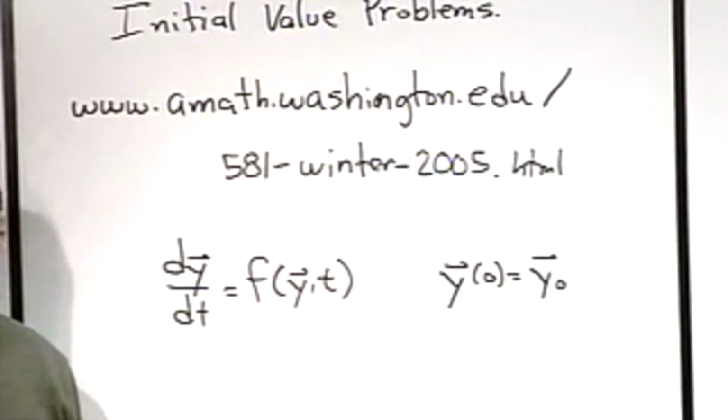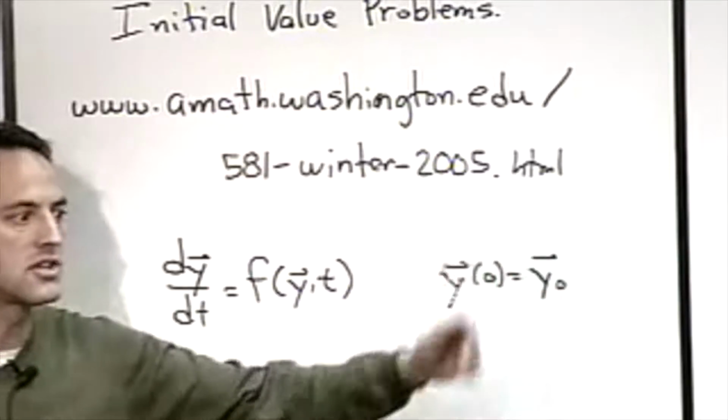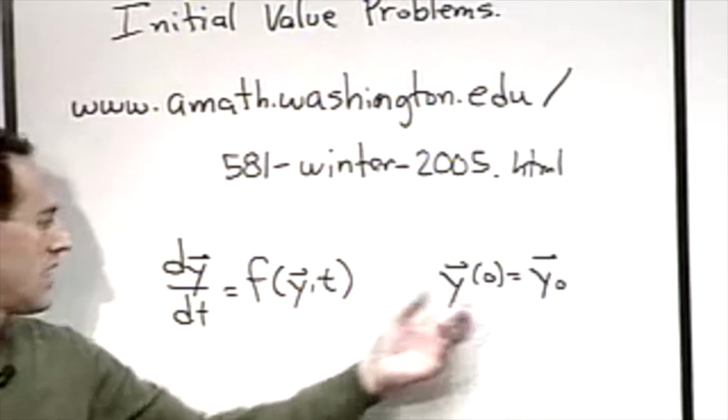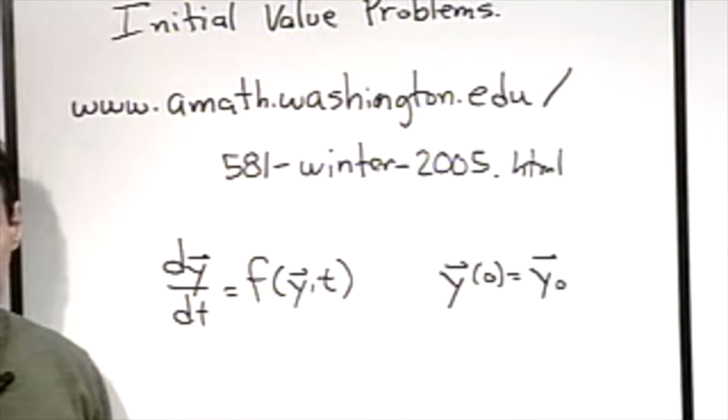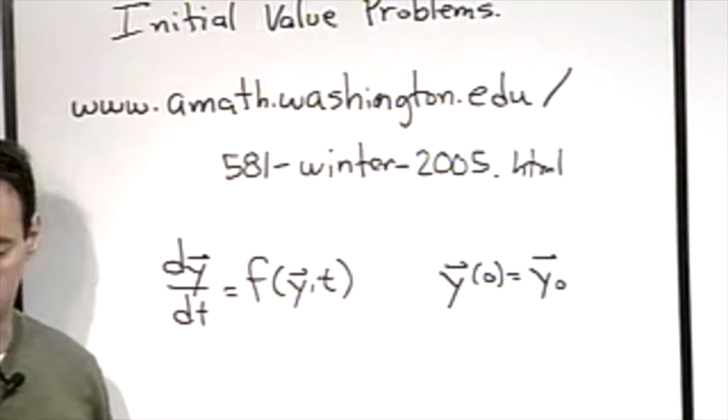So for instance, at time 0, the state of the system is in this state right here. And if it's in that state, then it evolves according to this, and then you see what happens from there. Okay?